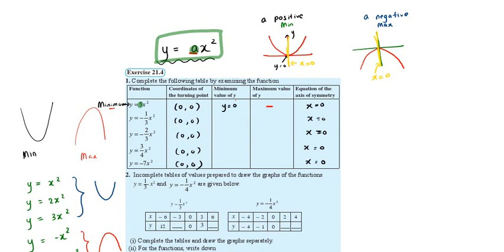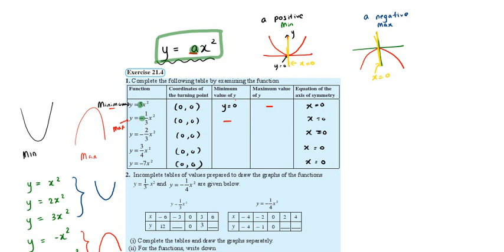So when there's a minus mark, what does that mean? A minus mark in front means this is the maximum graph. So that means this is a max. This is a maximum graph. In a maximum graph, children, we don't have a minimum y value. So this is going to be blank.